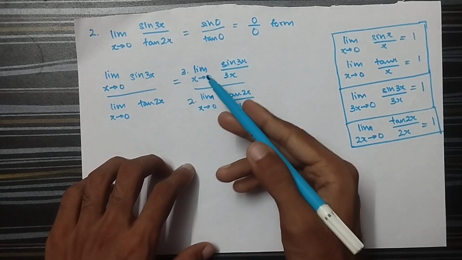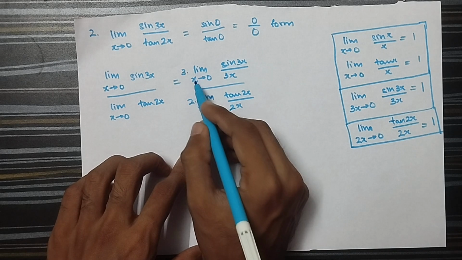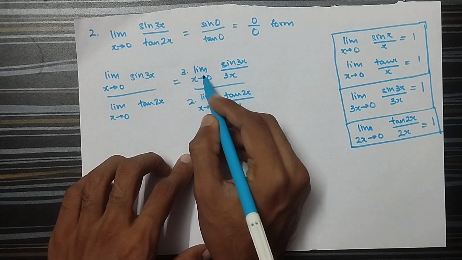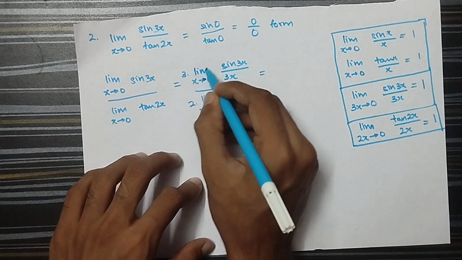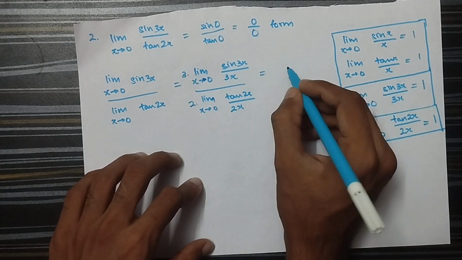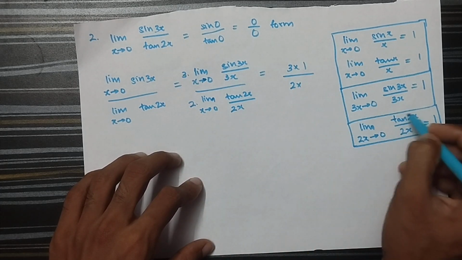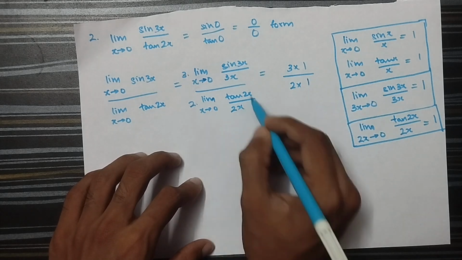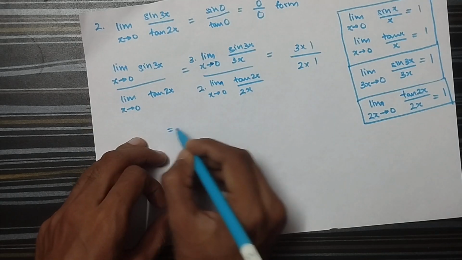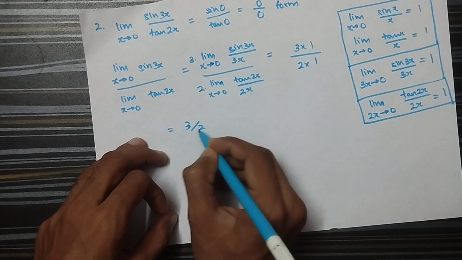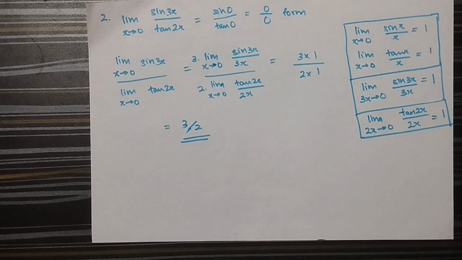We can modify the limit, because x times anything is tending to 0 itself, because 0 times anything is 0. So here this limit evaluates to 1, which we have found. So 3 times 1 divided by 2 times, what is this? This is 1. This whole thing would be 1 according to our standard limit. So the answer would be 3 by 2. So we got the answer as 3 by 2.